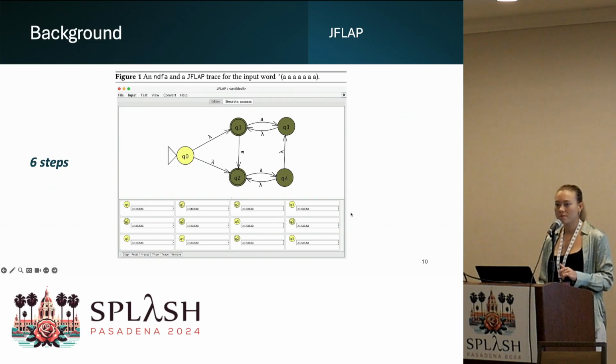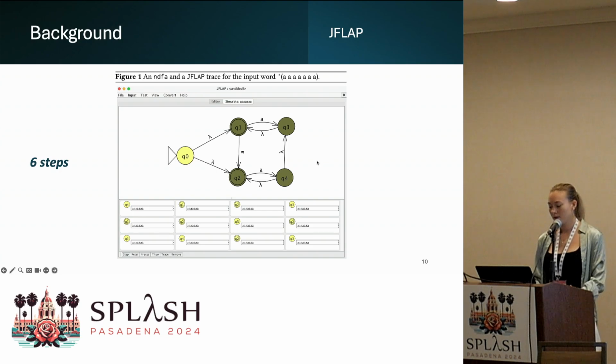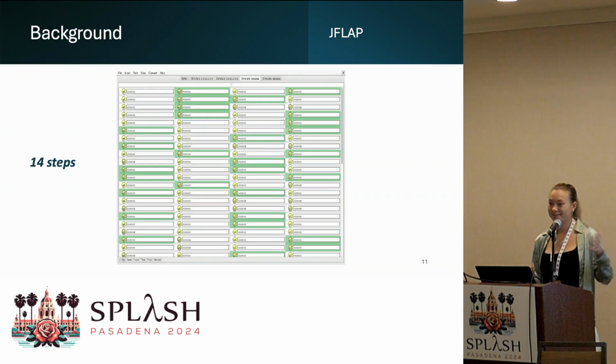One such system that sort of generates exhaustive traces, just like computation trees, is JFLab. In JFLab, the user is able to build a machine, give it an input word, and generate a trace. In this case, we have an NDFA, the input word of 7 A's, and down here is the beginning of a trace after 6 steps. Now, if the user wanted to step through the entire input word until it's accepted, that would take them 14 steps, and the trace would look like this.